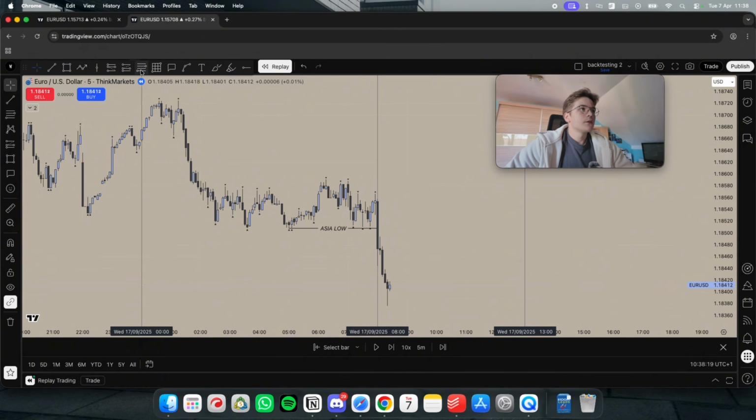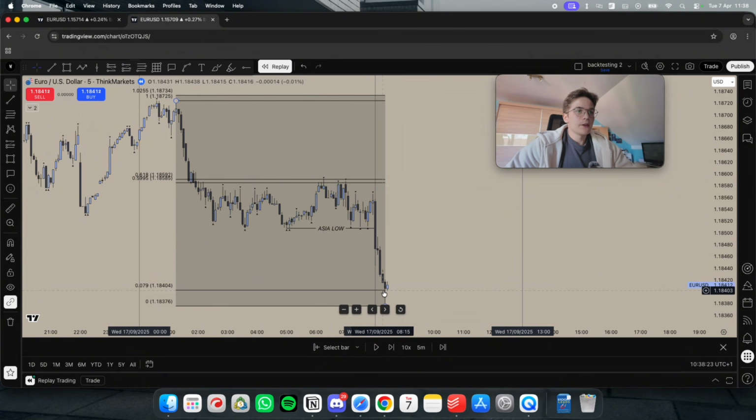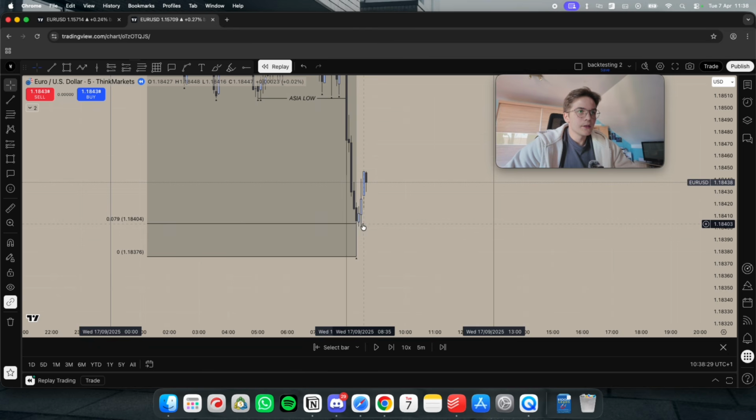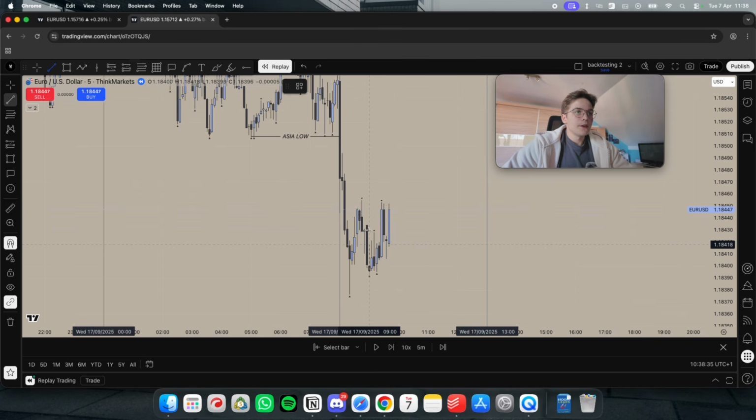Right here, FIB tool, previous session high to current session low, fake out zone right here. After this candle, we need a tap back down, which happens right here. Yes, did touch this line, which means the fake out has been completed. So now we need a break structure. Okay, break structure is right here.